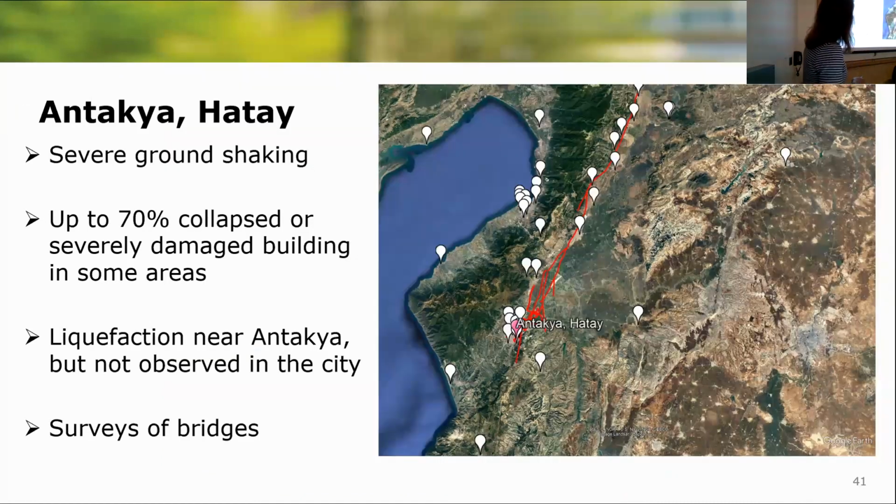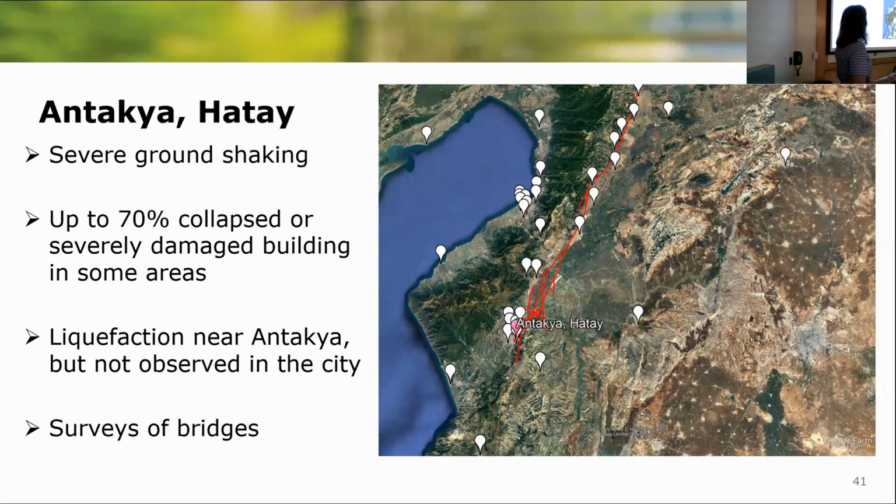Okay, now moving down to Antakya. This is an area that was really, really strongly shaken. There was very, very severe damage in Antakya. In some areas, over 70% of the buildings collapsed from the earthquake event. There was liquefaction that was observed near Antakya, but not in Antakya itself.